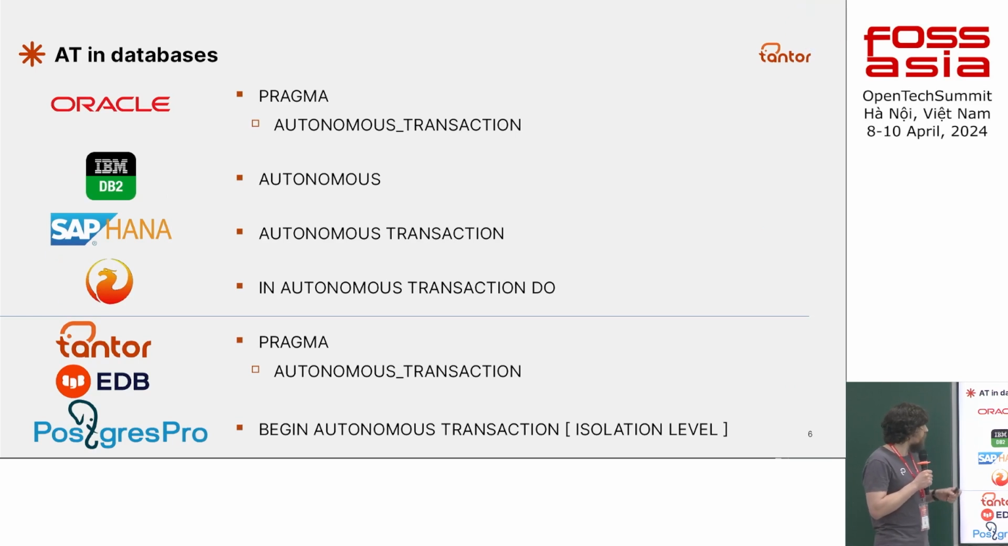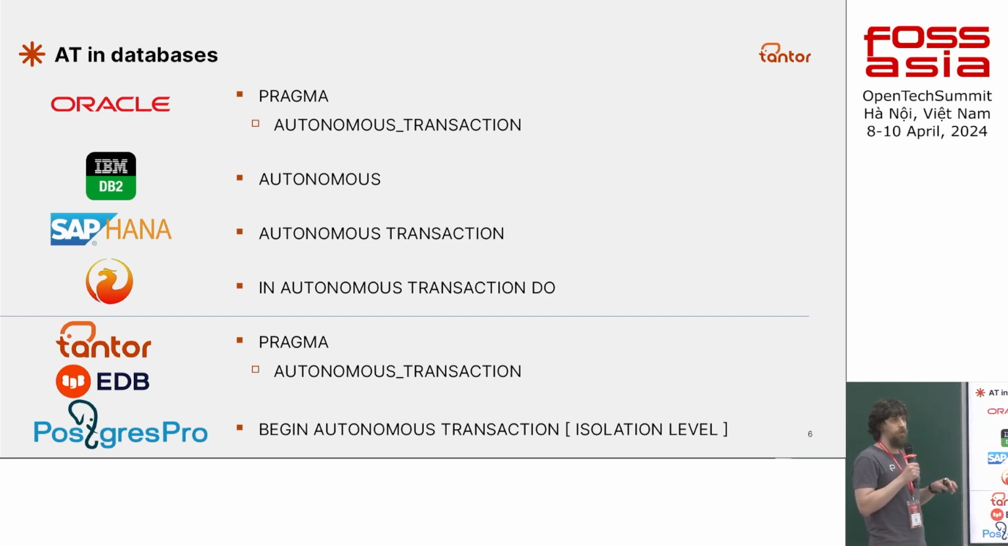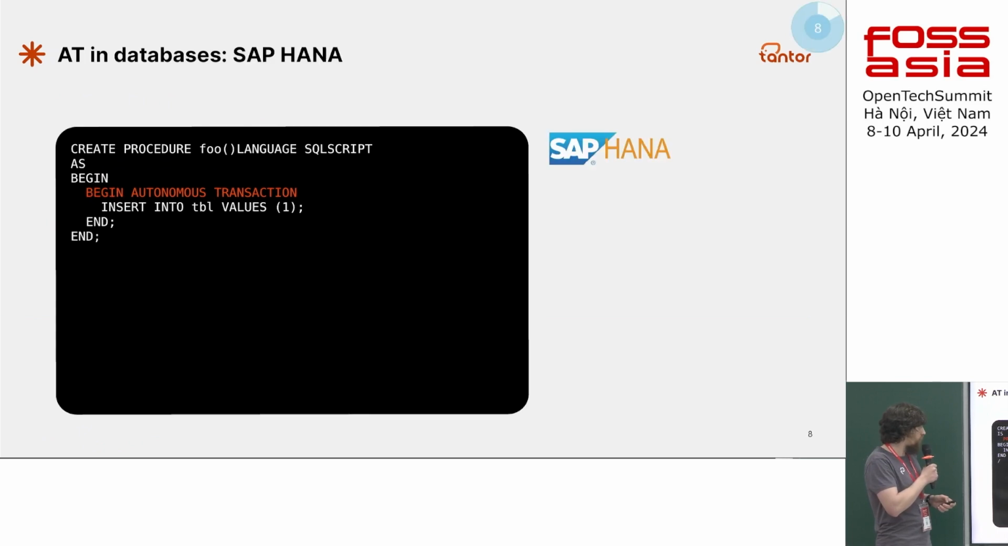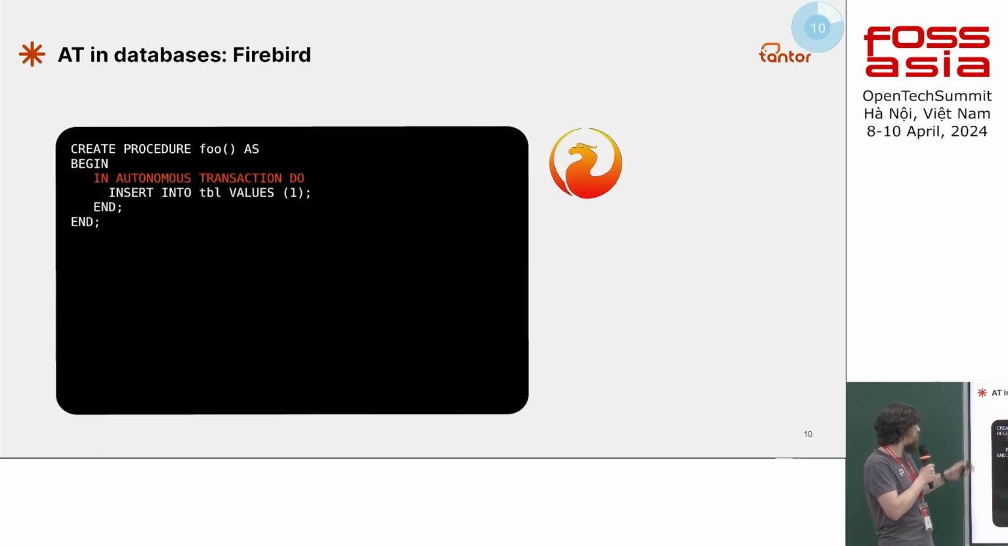Here are examples of how the syntax of autonomous transactions is used in different databases. The three below are Postgres-like databases. They have two types of syntax. Maybe there are other databases, but I don't know about them. We skip some slides because we have little time.